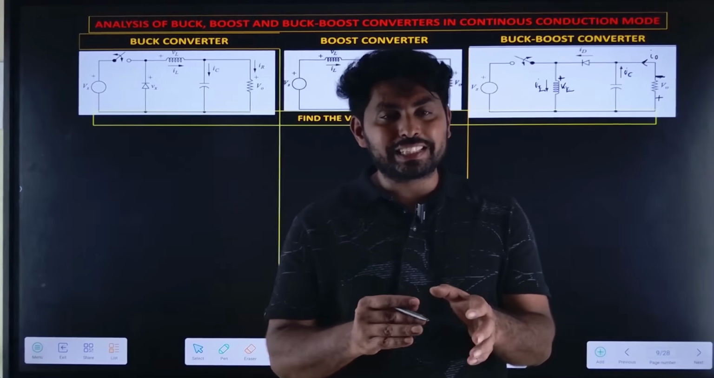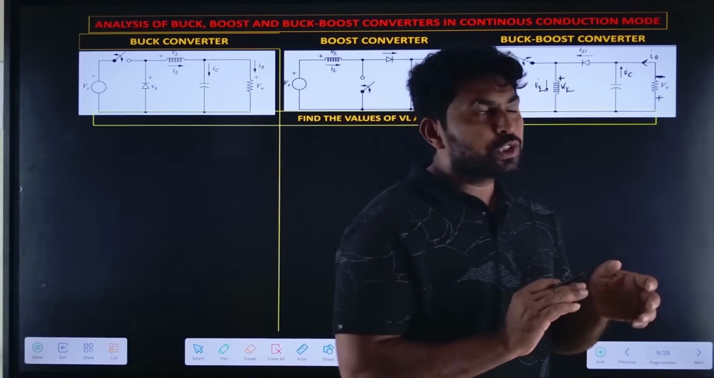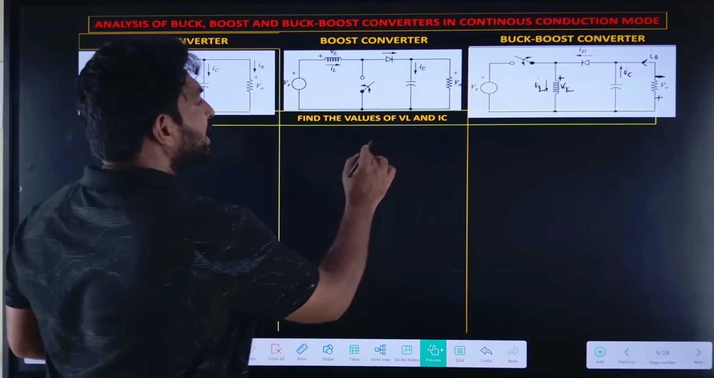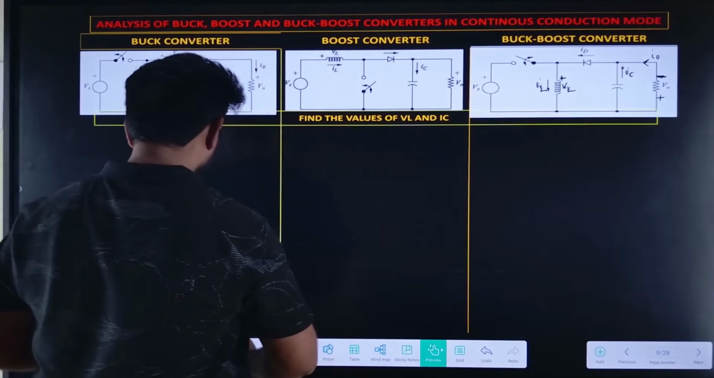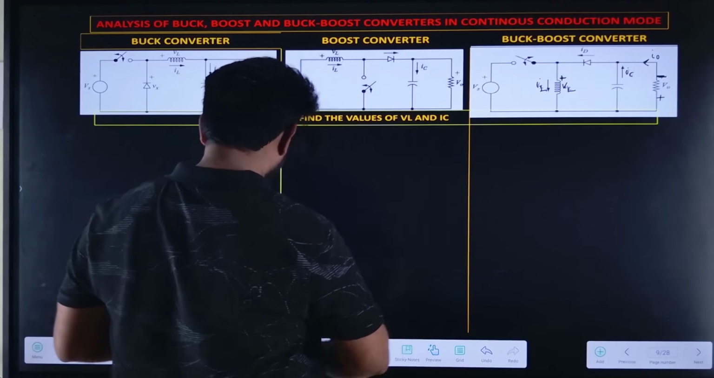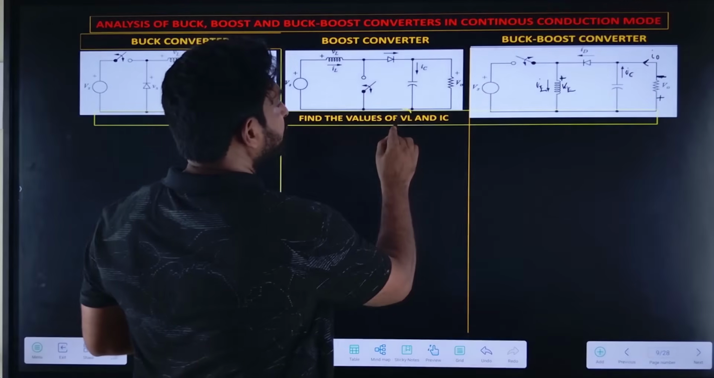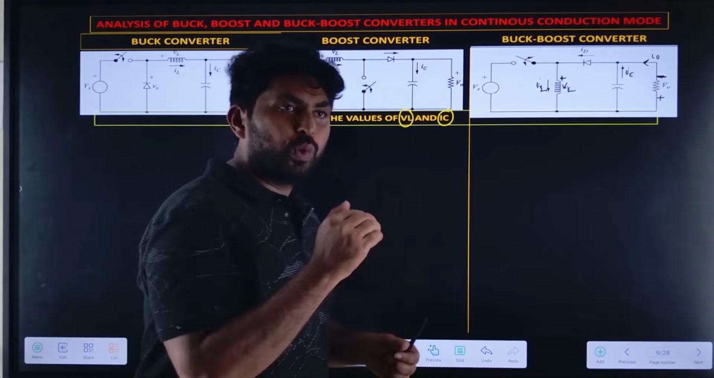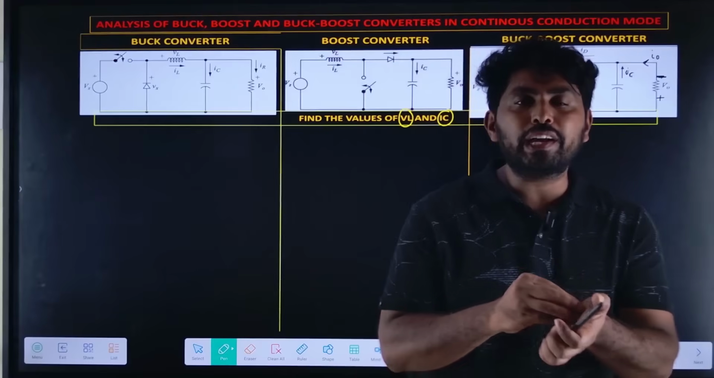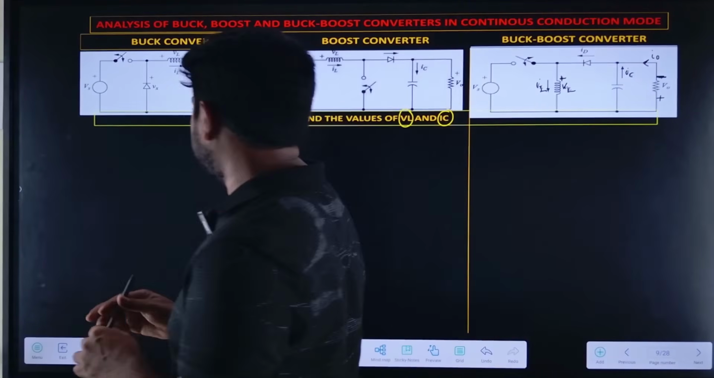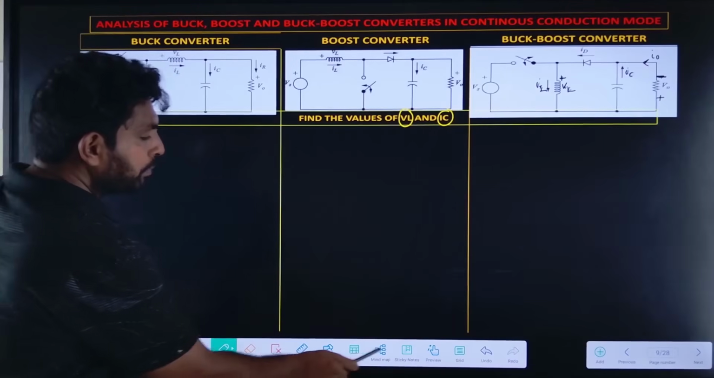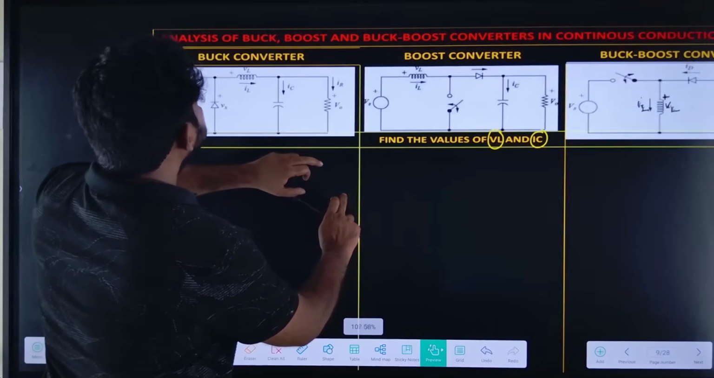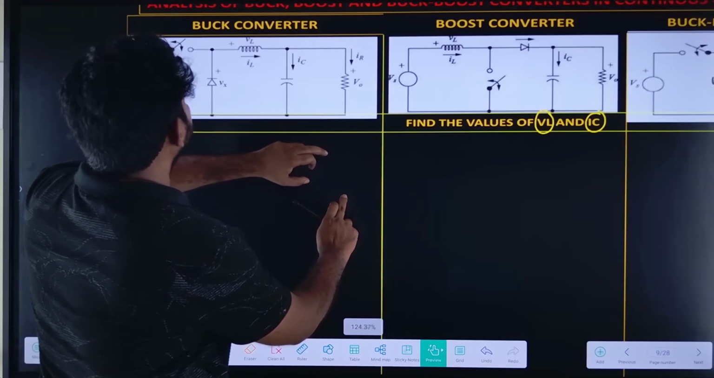Now let us start the analysis for the three converters. First, let us find the VL, that is the voltage across the inductor, and IC, which is most important to find the remaining parameters. How can we find the VL and IC? Let us see. First let me take the buck converter here, and then let us find for the boost converter and buck boost converter.